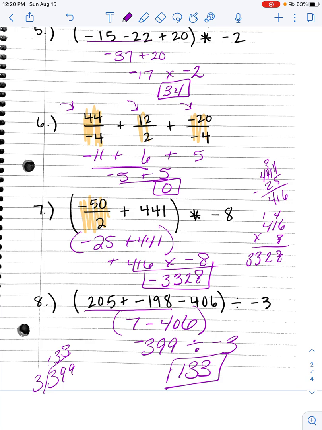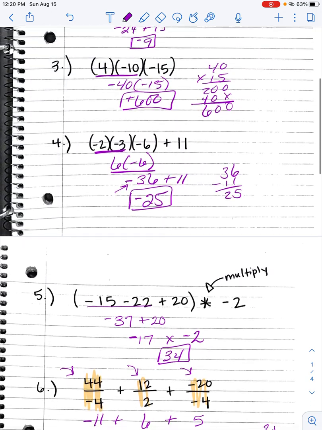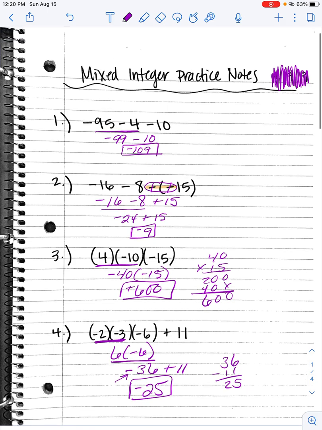Okay, feel free to go back, play these, and practice them again if you need to.